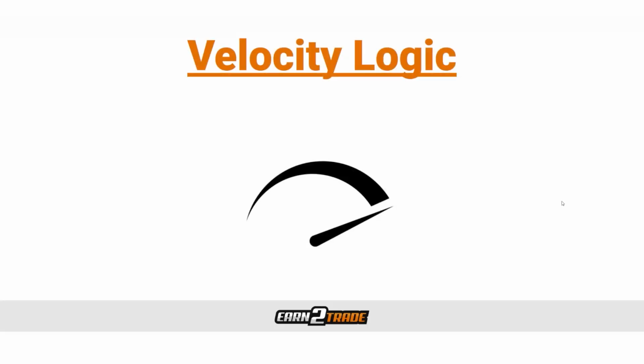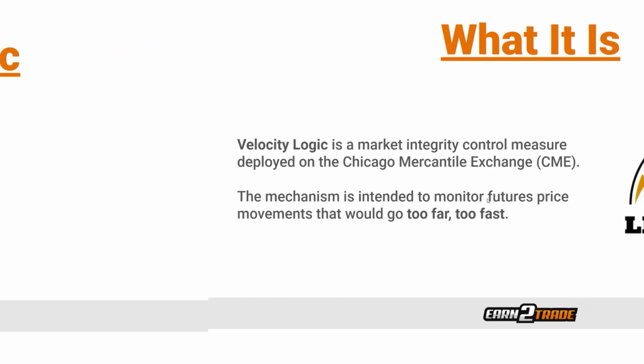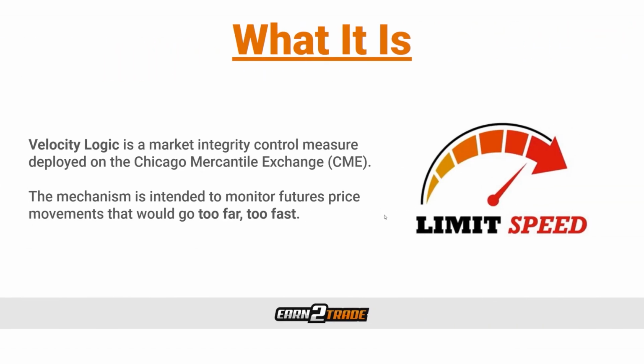The CME Group has several measures in place to deter extreme market moves. One such measure is velocity logic. By monitoring predefined parameters in futures markets, it helps prevent the market from making too extreme and fast movements over a given period. So with velocity logic, we can really look at it as a market integrity control measure deployed by the Chicago Mercantile Exchange, the CME. And the mechanism is intended to monitor futures price movements that would go too far and too fast.